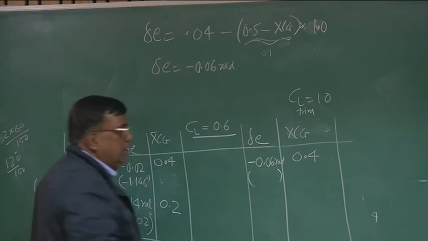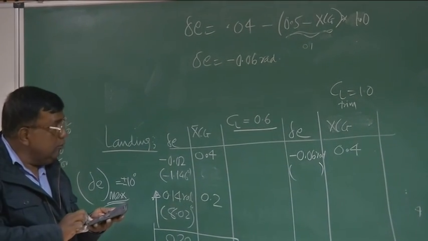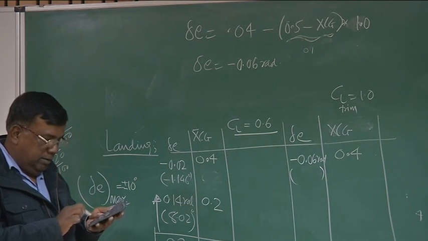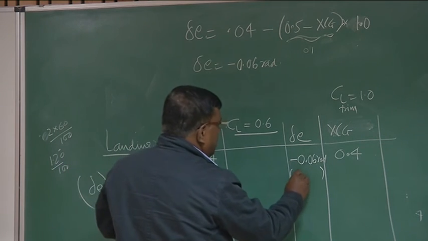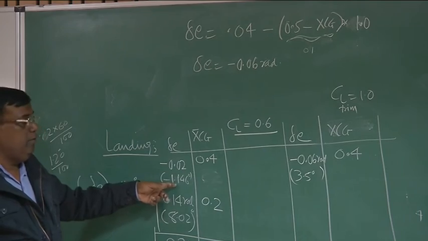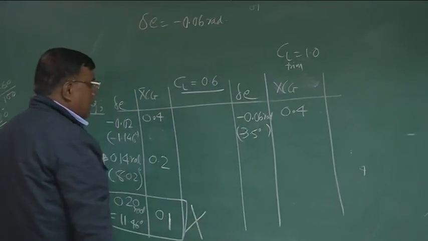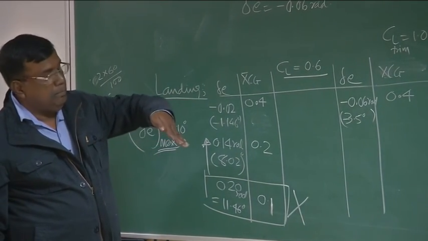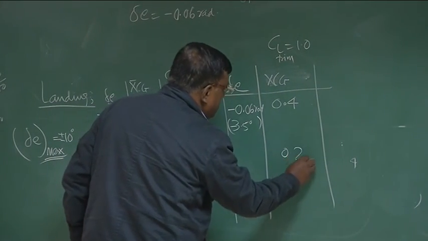What is this in degrees? Let me check. This will be 0.06 into 57.3 equal to 3.5 degrees approximately. Notice here, from 1.1 it has become 3.5 degrees. And when I say negative, negative means what? Elevator up. Negative means elevator up. Correct?